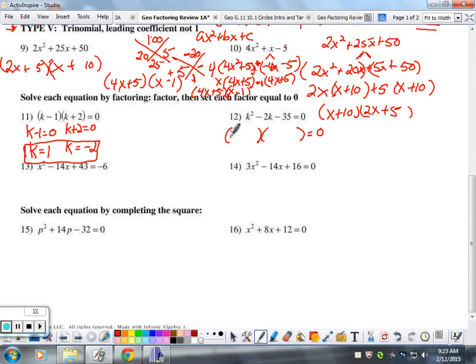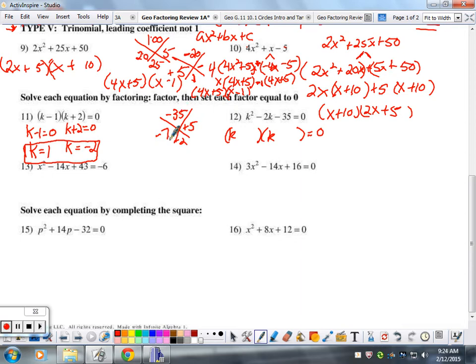So let's see, the k squared is k and k, the only way I can get there. Now I need two numbers that multiply to negative 35 and add to negative 2. If it helps, make this little table to help visualize what it could be. They're going to be opposite signs, right? When you multiply you get negative 35. When you add them, you get negative 2. If you're not that quick, that's okay. Just think of all the factors.